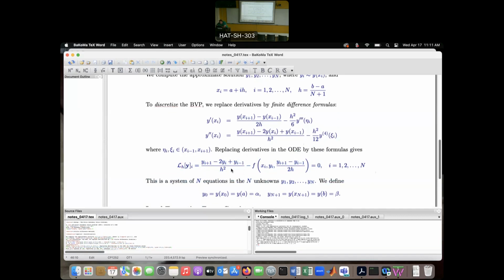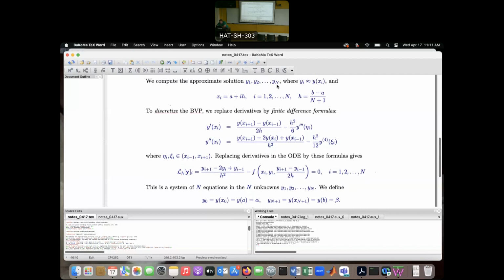Okay. Now, these equations must hold for i equals 1 to n. But let's suppose i equals 1. Then over here we have (y2 minus 2y1 plus y0) over h squared, and then here, with i equals 1, we have (y2 minus y0) over 2h. But y0 is not among our unknowns. We only have y1 to yn.